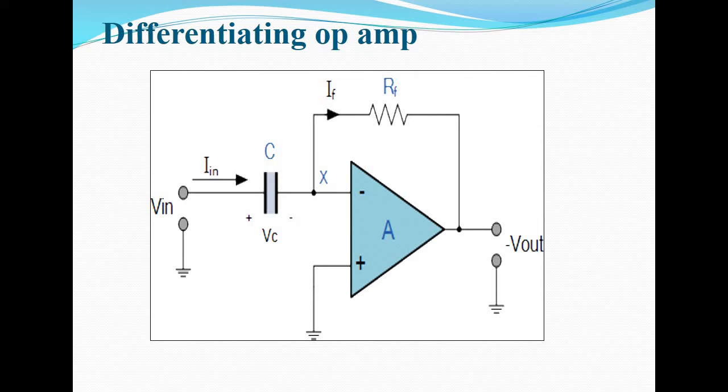And the next type, or last type, is the differentiating operational amplifier. So you can see the construction here. Here there is a feedback resistor. In the previous one there was a feedback capacitor. So the capacitor is replaced here by a resistor, and the resistor is replaced by a capacitor. That is the difference in the case of the differentiating operational amplifier.